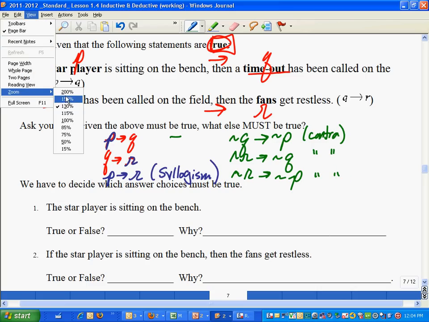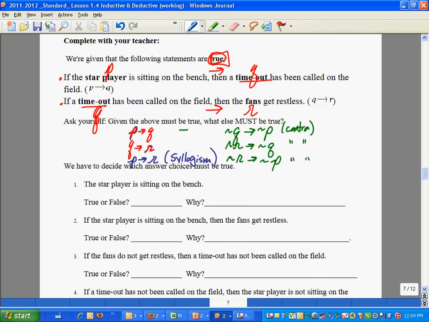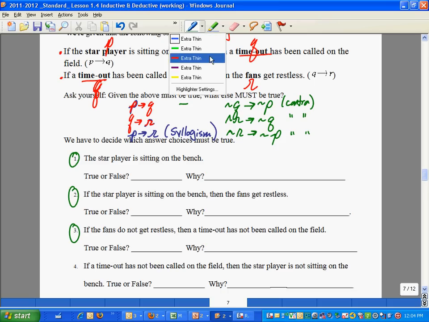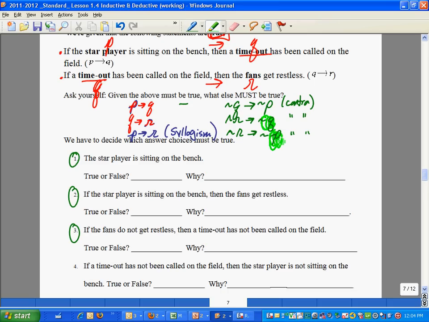You have to be told P alone is true. All right, number two: star player sitting on bench. Let's see, star player, that's P, sitting on bench, then fans is R. If P, then R. Look at your list. Is there an if P, then R there? Right up there, the blue. So this is true. Ta-da. Why? Because it's a syllogism.